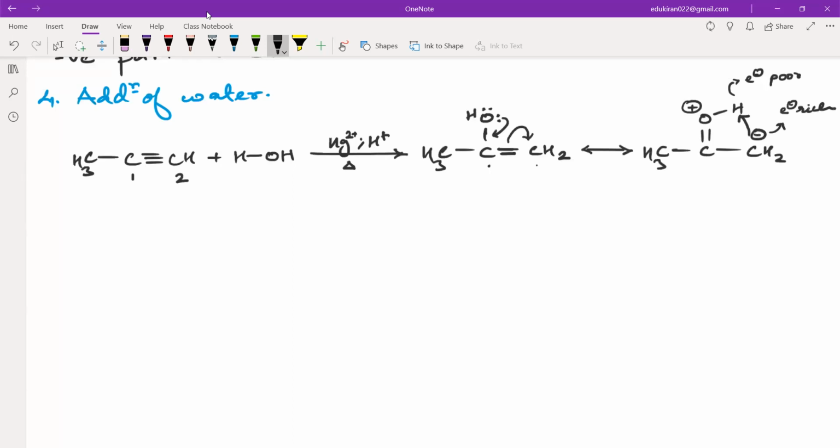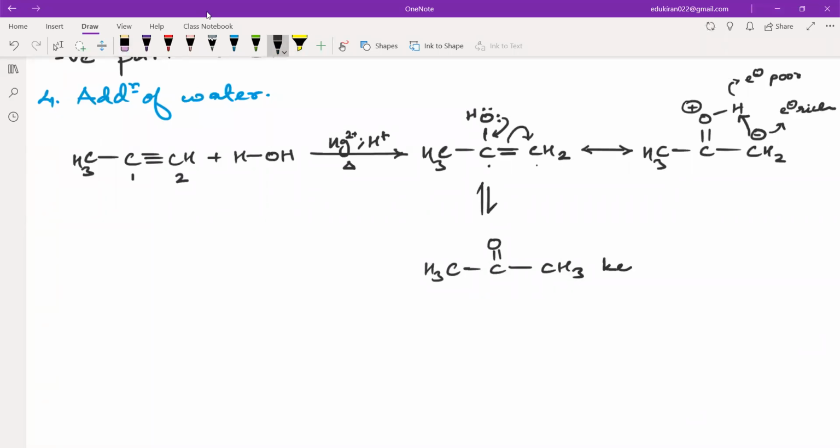And then it is going to form the product. Now this happens so rapidly that we don't even see that resonating species. We directly see the product that is formed. And if you look at the product, it will be CH3, single bond carbon, double bond oxygen. So the hydrogen has shifted to this carbon atom. Now both of these are in a type of equilibrium.